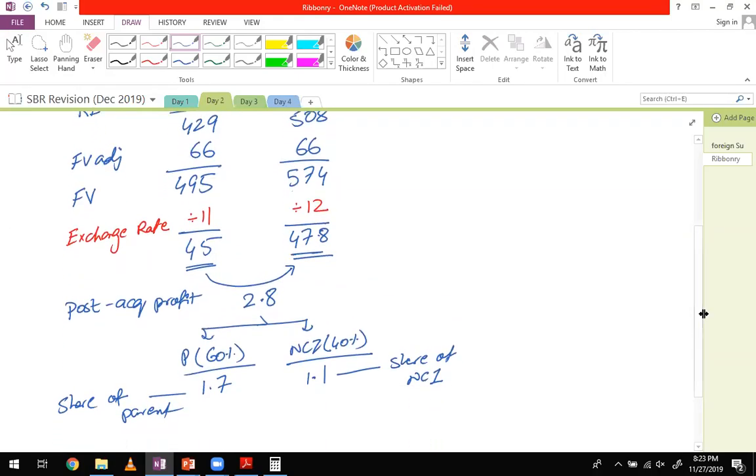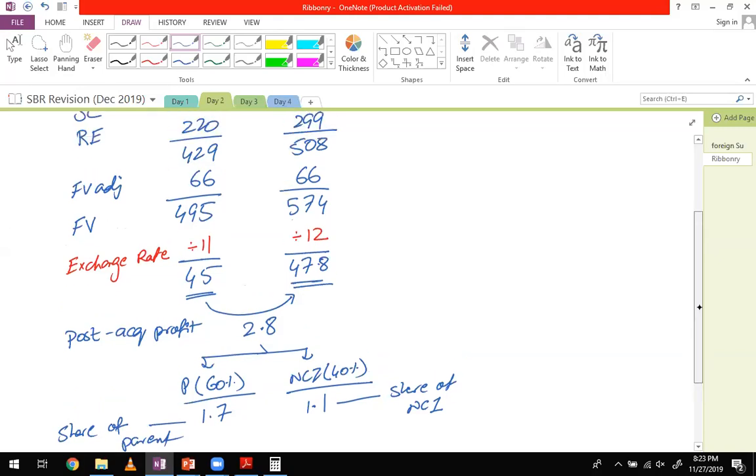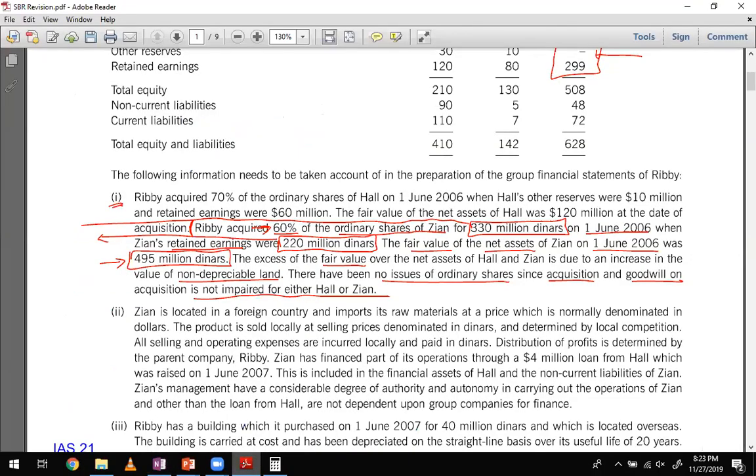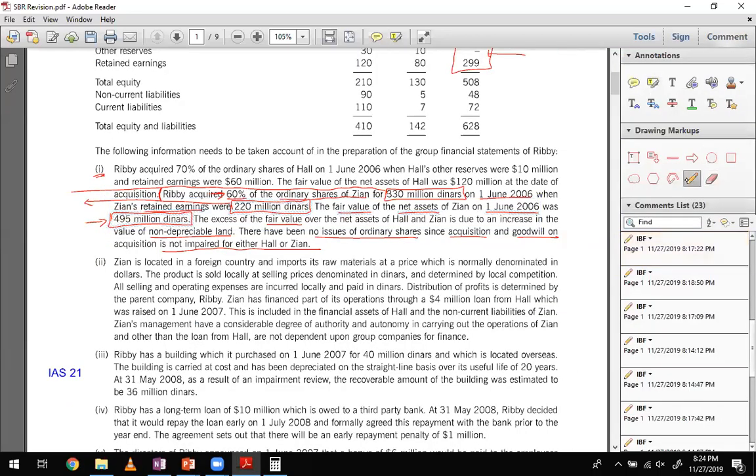Amandabi is saying the 66 adjustment is not clear. Amandabi, what is the confusion in that? The 66 is basically the balancing figure. The question had mentioned about 495. So we use these as the fair value.